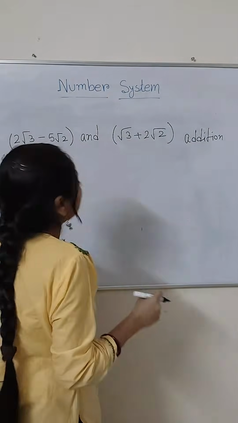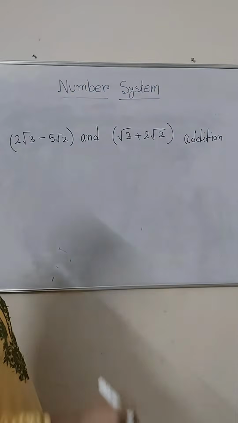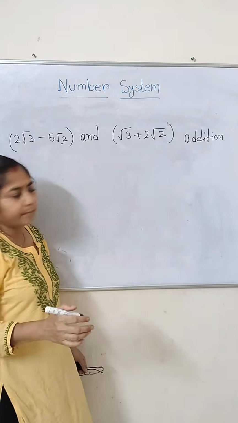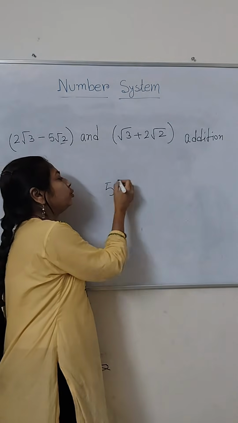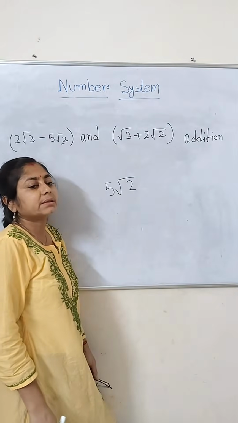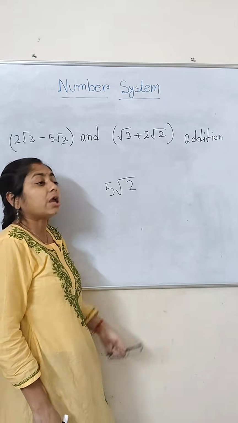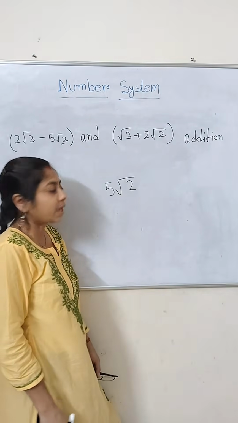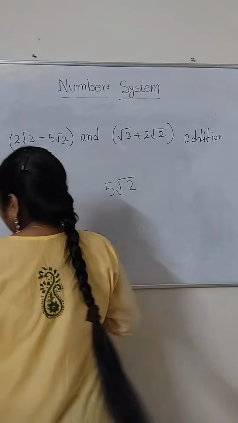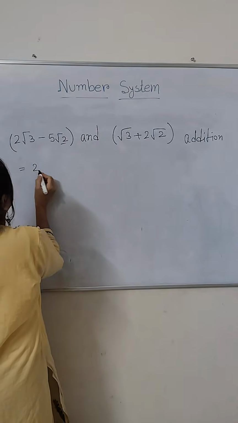Okay. So at the time of addition, what you are doing? Focus. First you check that in the numbers there are two parts. One is the root part and one is the normal part. If the root part is same, then you add or subtract. It is possible. If the root part is not same, you can't do anything. Means first you just remove the bracket.